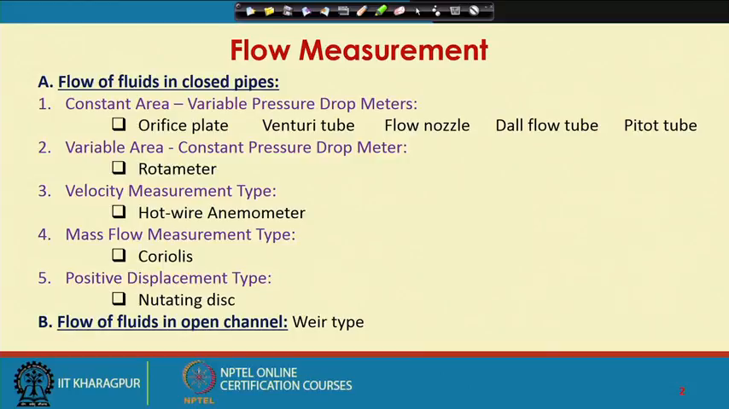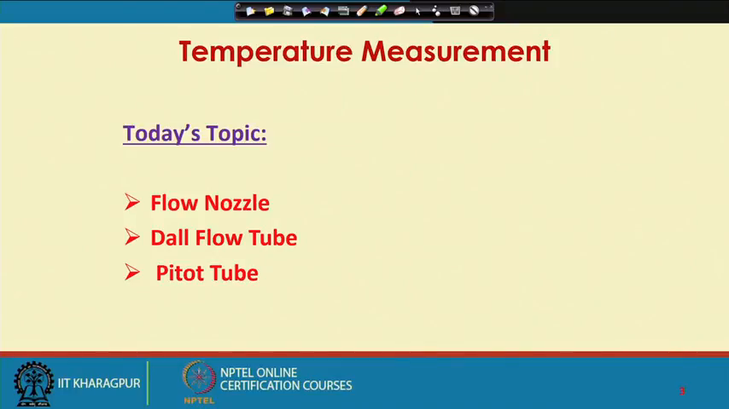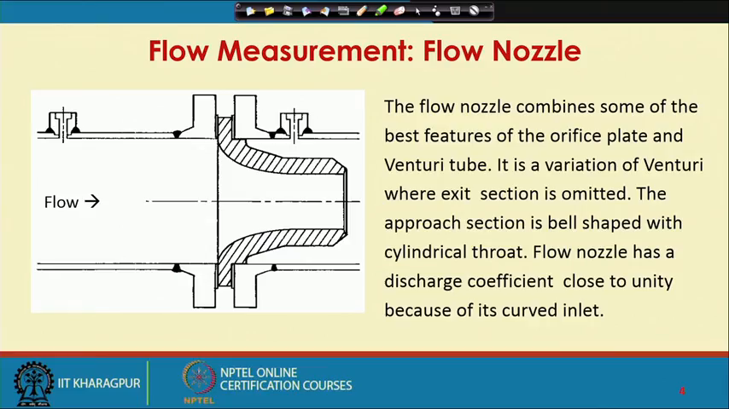In our previous lecture we talked about the orifice meter and venturimeter. Today we will talk about the flow nozzle, dall flow tube and pitot tube. So, today's topic: flow nozzle, dall flow tube and pitot tube.